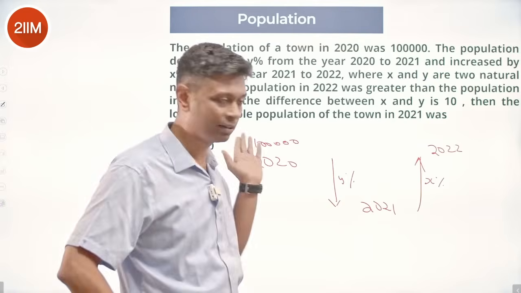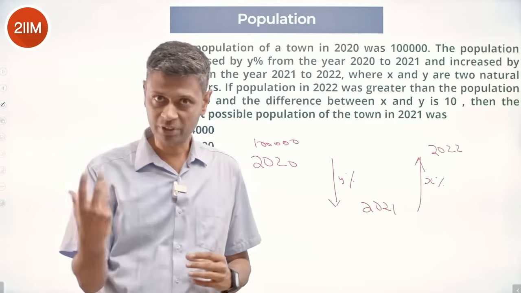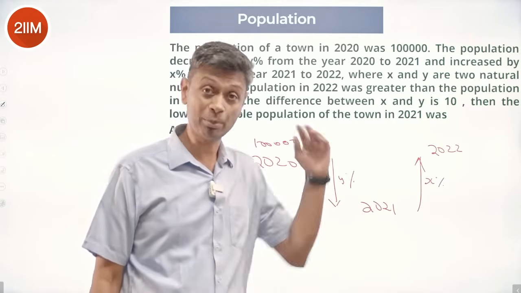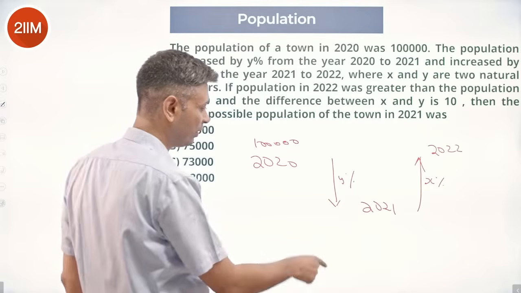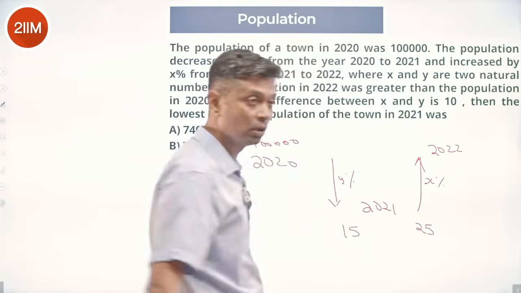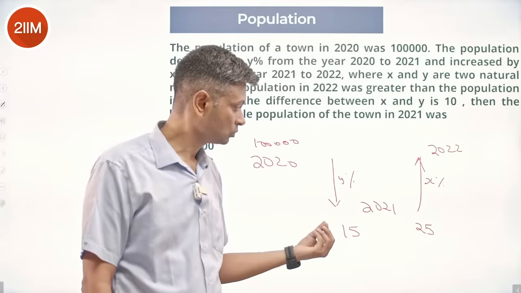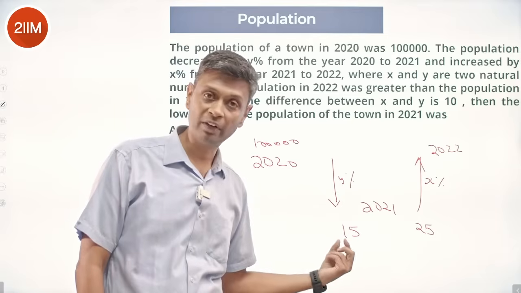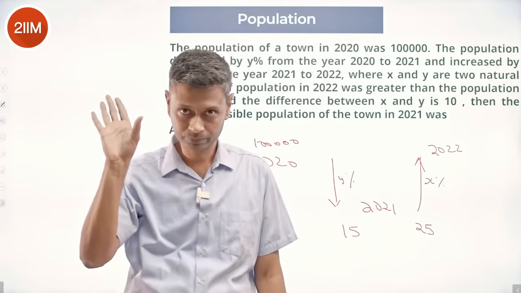This is greater than this. So we take 2020, decrease it by some percentage, increase it by a higher percentage because the base is lower, so the total goes higher. So if Y were say 15, X will have to be 25. 100,000 into 85 or 0.85 into 1.25 should be more than 100,000. That's what we're looking at.